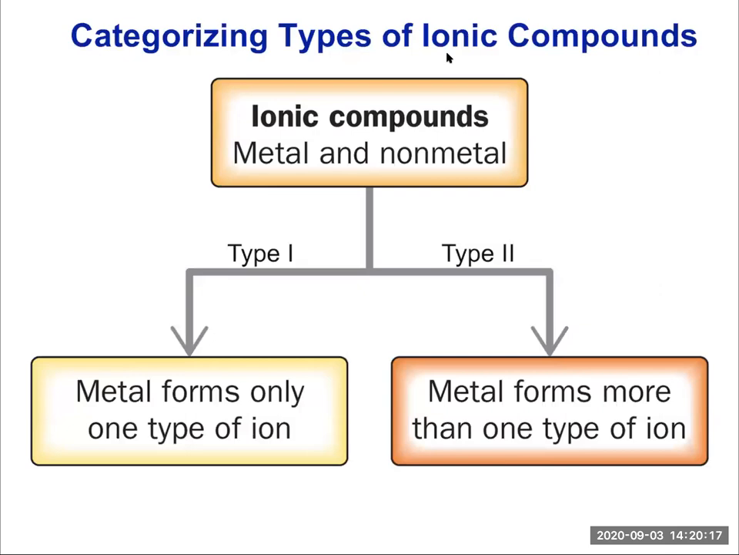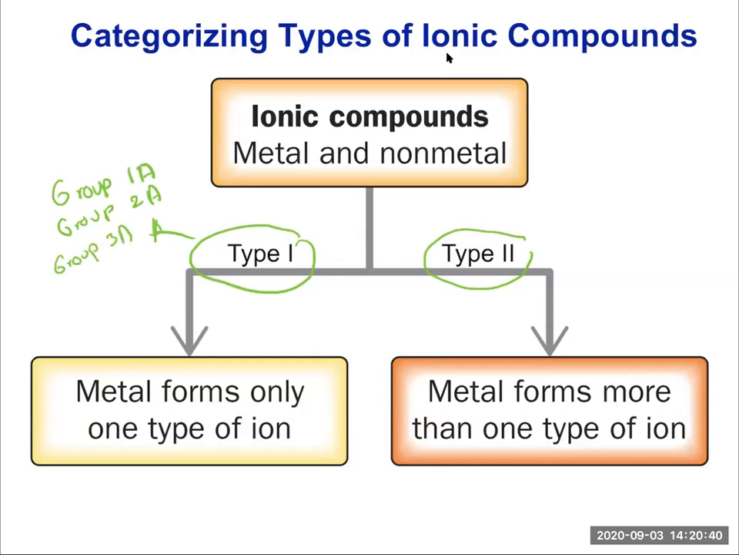We have your type 1 and we have your type 2. Your type 1 is going to be those compounds that have a metal, and that metal is from group 1A, group 2A, and group 3A. They're going to be your type 1. Your type 2 are going to be your transition metals. And these metals, they're going to change their charge. They're going to vary their charge.